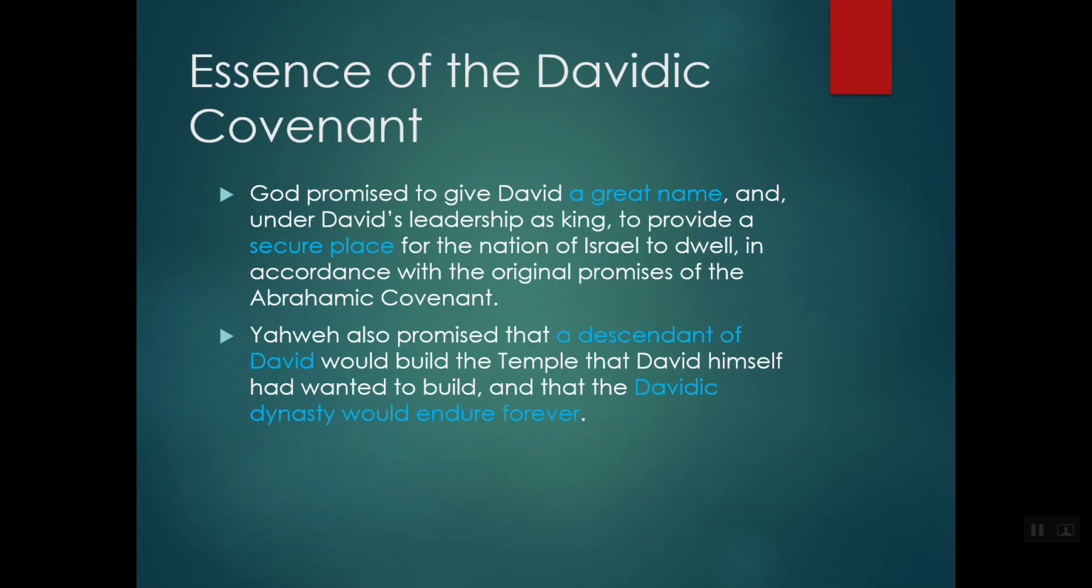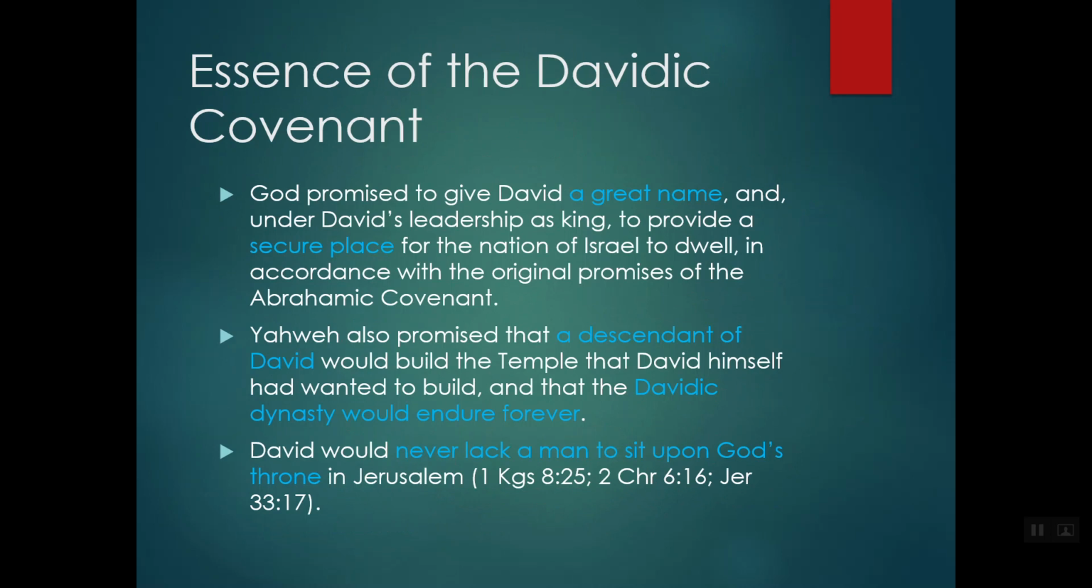And again, in contrast to Saul, from whom the kingdom was taken away, and in contrast to the northern kingdom, this was a kingdom that would always remain in the line of David. So the essence of the Davidic covenant: God promised to give David a great name, and under his leadership as king, to provide a secure place for the nation of Israel to dwell in. And all this is, again, in accordance with the promises previously made in the Abrahamic covenant. Yahweh also promised that the descendant of David would build a temple that David himself had wanted to build, and that the Davidic dynasty would endure forever.